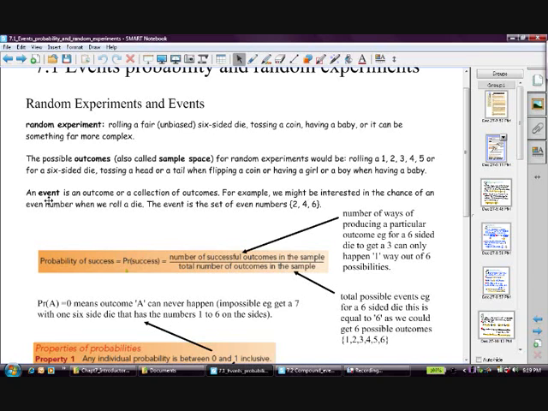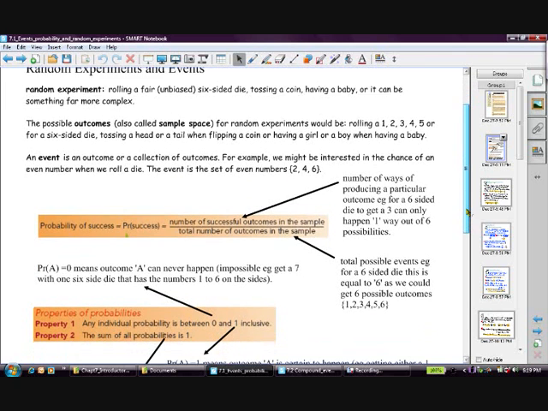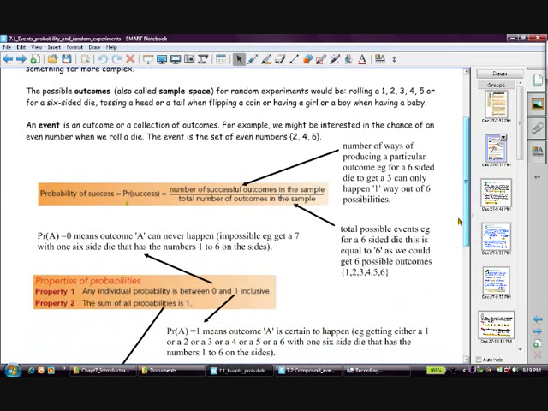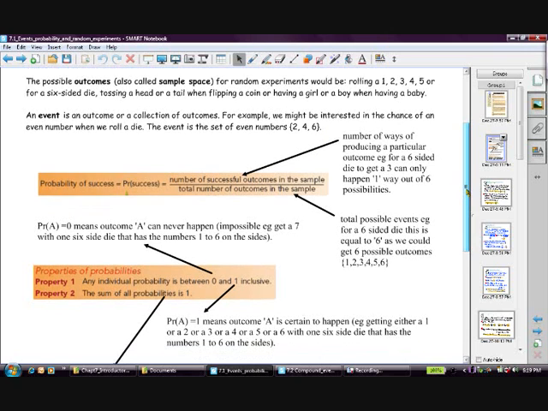An event, it could be an outcome, or it could be a collection of them if it's more complicated. So it gives the example of an even number when rolling a die. So the event, notice it's put in set theory, there are the curly brackets there. So even numbers, it would be the set of 2, 4, 6. That would be the event if we were looking at getting an outcome.